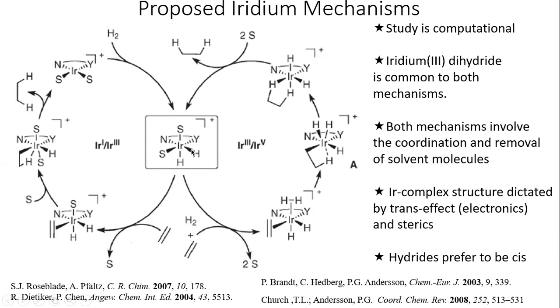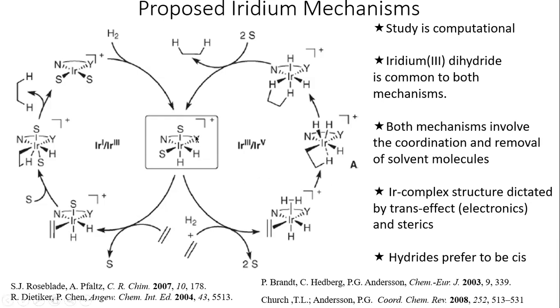But you see right here, what's common to both pathways is this dihydrogen species, right? So it's an iridium 3 species. And so that dihydride is common to both. And you can see in both mechanisms the coordination and removal of a solvent. It can be, again, dichloromethane or whatever your solvent is. And again, the structure of that complex is dictated by that trans effect. So where your hydrides are is going to be dictated by what the ligand is composed of, right?